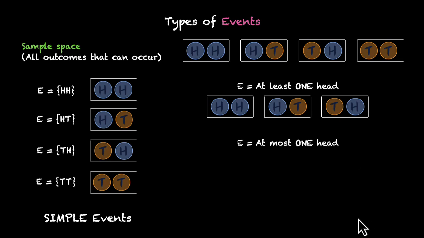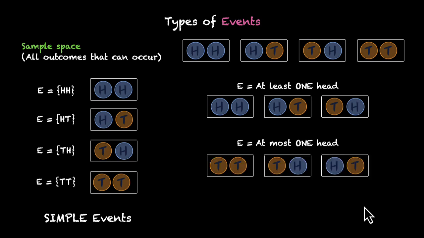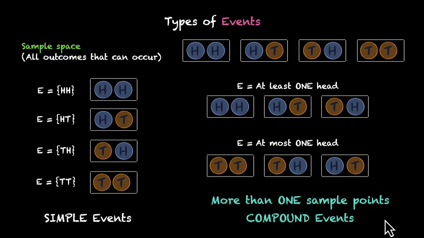How about this one? At most one head. At most means maximum. So maximum number of heads is 1. Either you can have 0 heads or you can have exactly 1 head. Again, how many sample points are here? We have 1, 2, 3 sample points. And because these events have more than one sample point, these events are called compound events. These are examples of compound events.